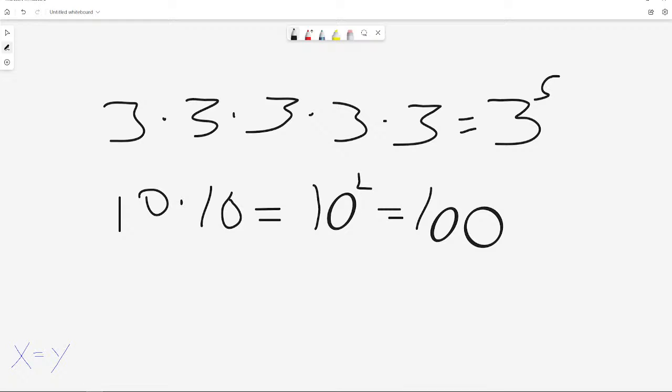Let's see if we can figure out 3 to the 5th in our head. 3 times 3 is 9, times 3 is 27. I think 27 times 3 is 81. So then the answer would be 81 times 3.